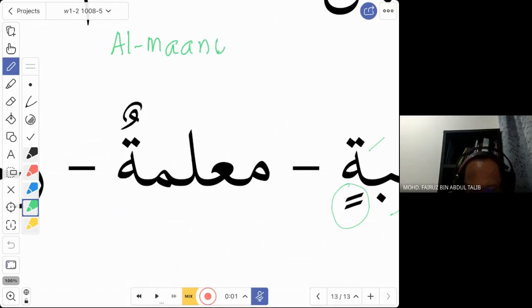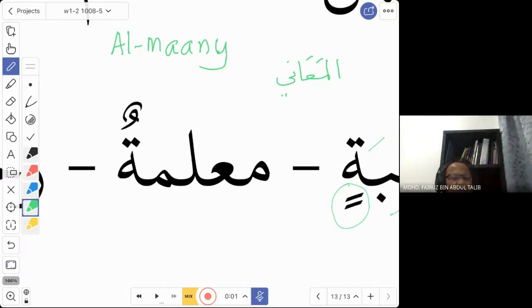NY. In Arabic, it is called Al Ma'ani. You can download it from the App Store or from the Google Play Store. Okay, Al Ma'ani, and there are a few versions of this app.